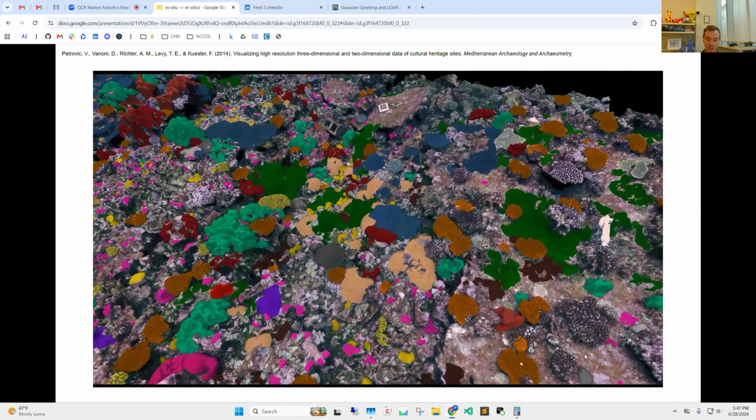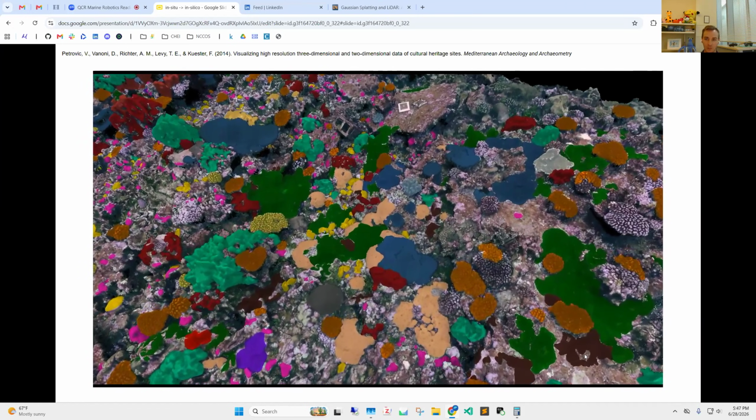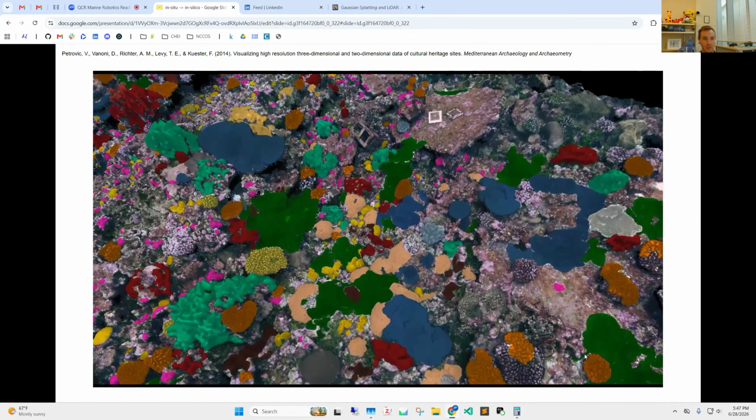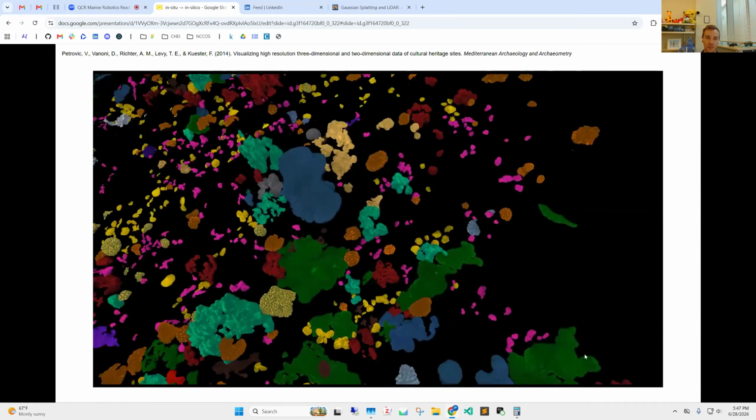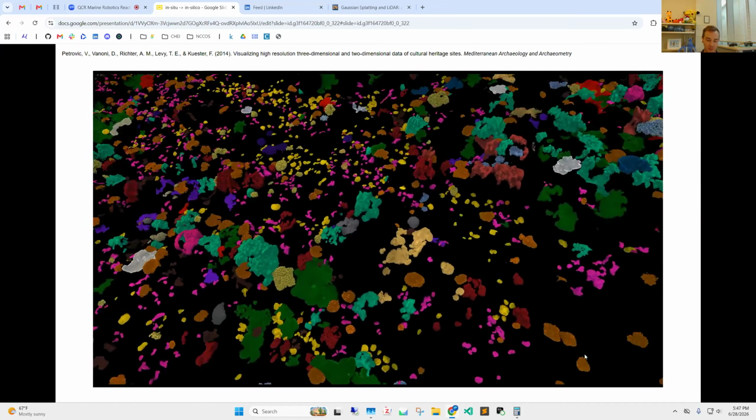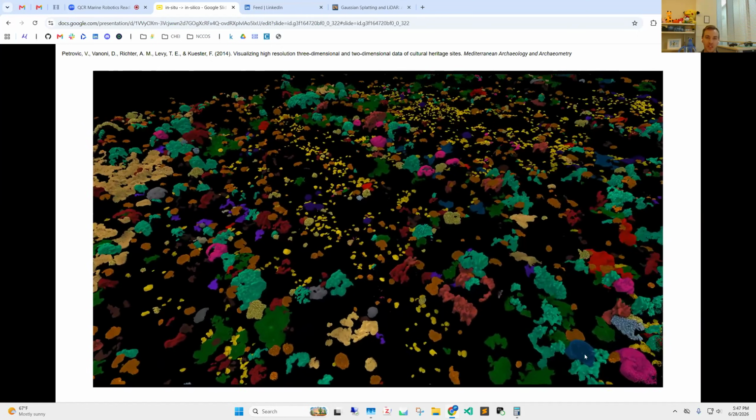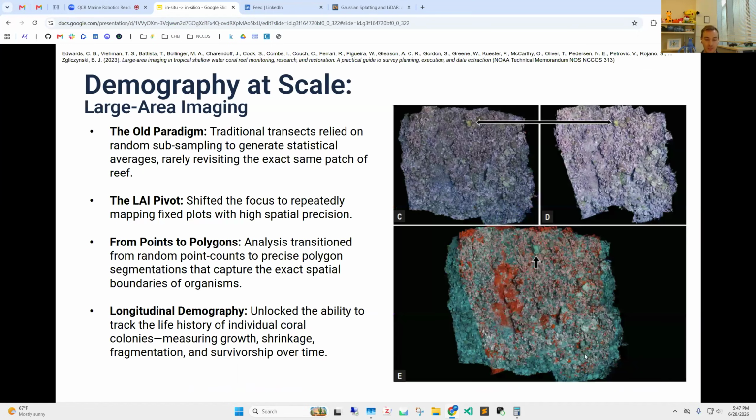In the same vein, another fellow, Clint Edwards, who's here down at Scripps, he kind of helped formalize this massive shift towards what is called LAI, or large area imaging. So traditionally, transects, they sort of relied on random subsampling to generate statistical averages, right? You lay down a transect, you go down it, you look at the points, you create some summary statistics.